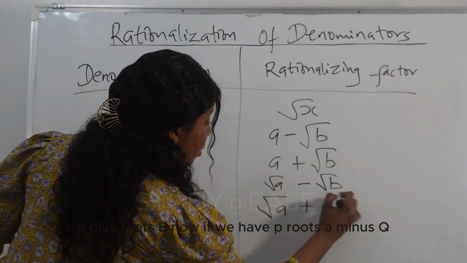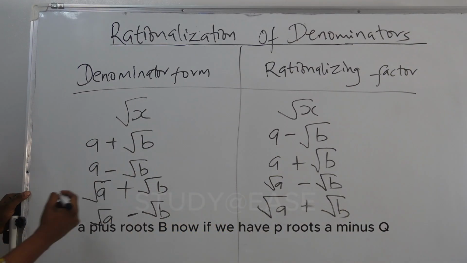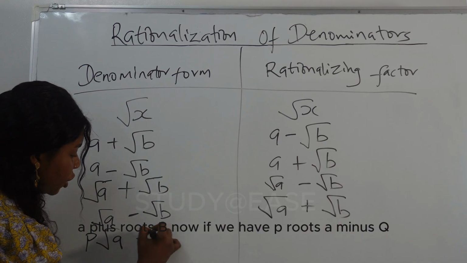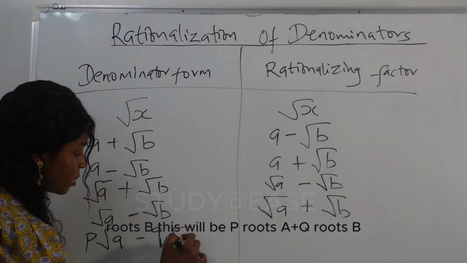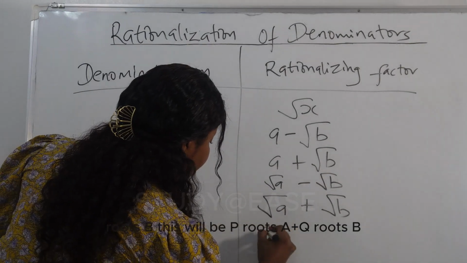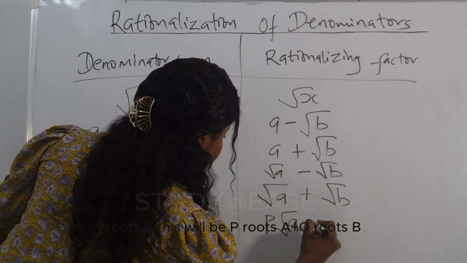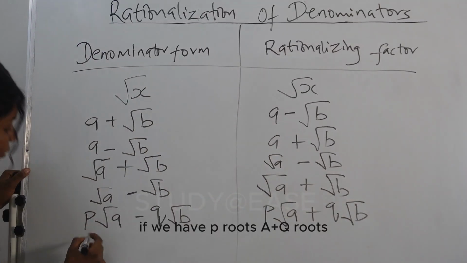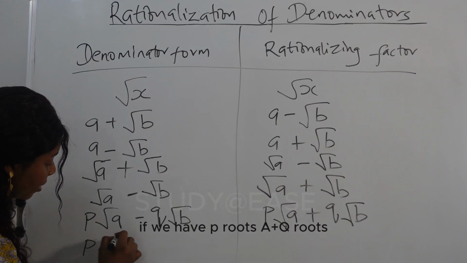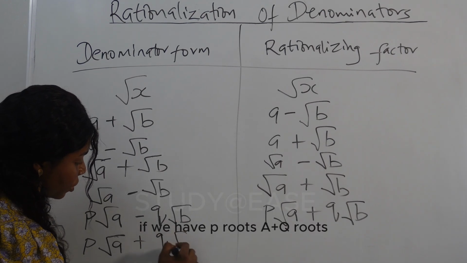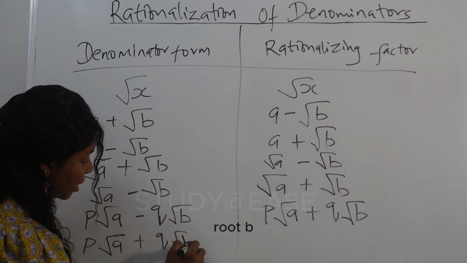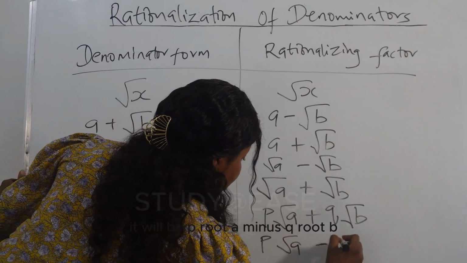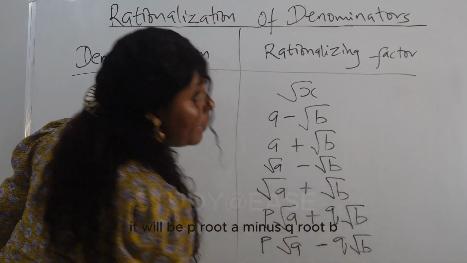Now if we have p root a minus q root b, this will be p root a plus q root b. If we have p root a plus q root b, it will be p root a minus q root b.